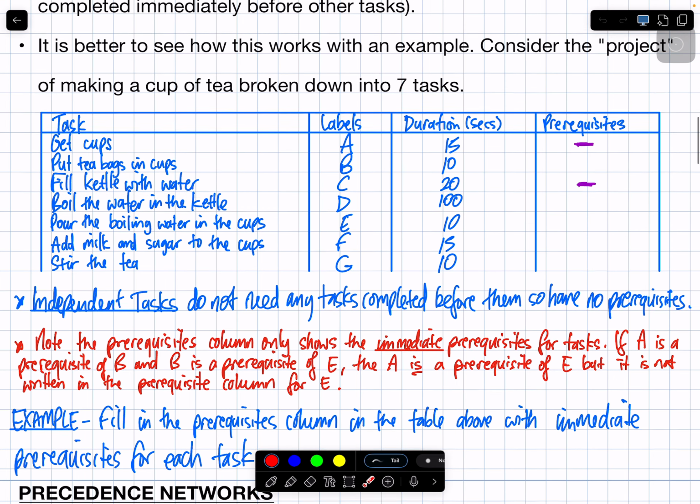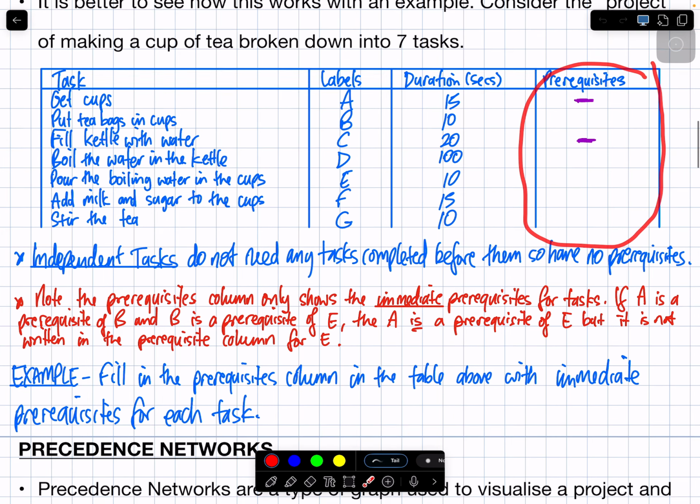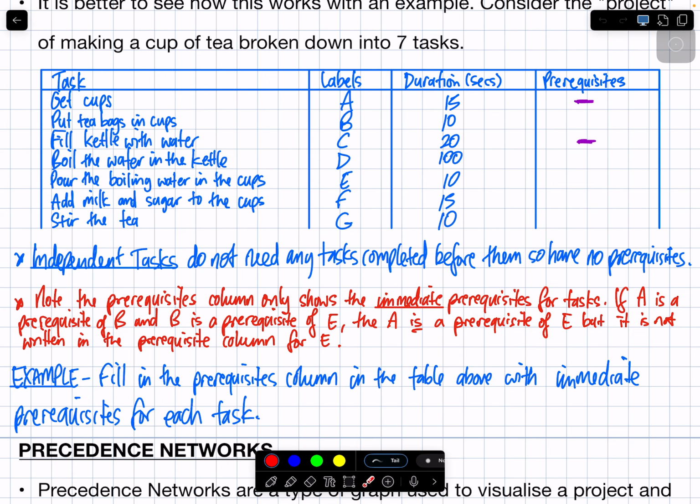So those are what we call independent tasks. They don't need any task completed before them, so they have no prerequisites. So can you see in the prerequisites column, I've put dashes there. But now, all the other tasks are going to have prerequisites. Please note, the prerequisites column only shows the immediate prerequisite for the tasks. We don't put all the prerequisites in front of it, just the one just before. So if A is a prerequisite of B and B is a prerequisite of E, then A is a prerequisite of E, but it's not going to be written here because we're going to already cover that with B.